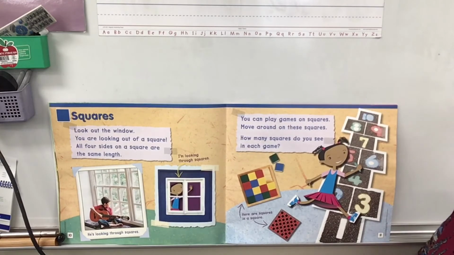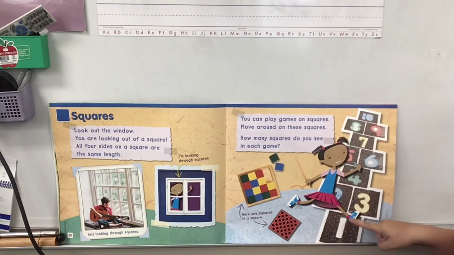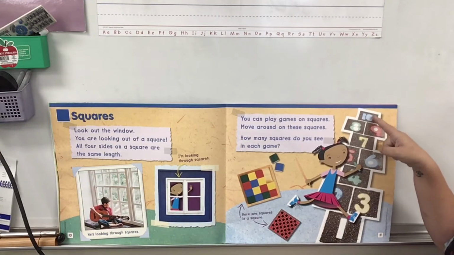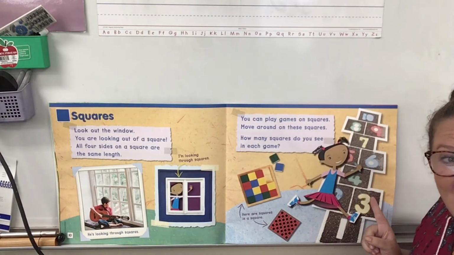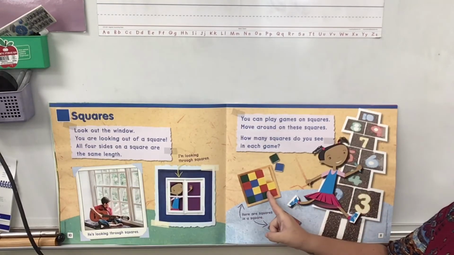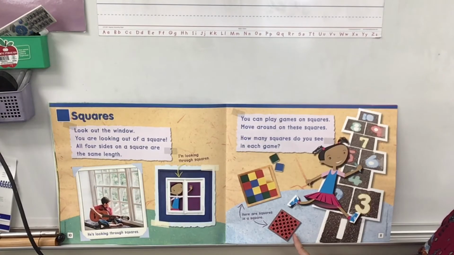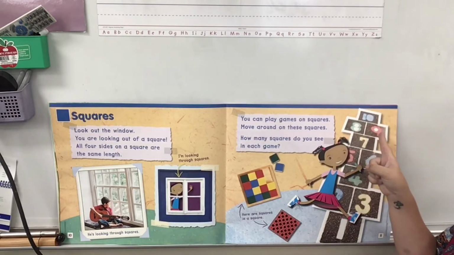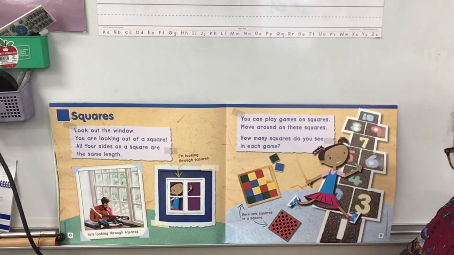You can even play games on squares. Move around these squares. This is a game called Hopscotch. I love playing Hopscotch. And there's even squares in these games down here. How many squares do you see in each game? It would take us a long time to count all these squares, but I know that I can see a lot of different squares in these pictures. If you want to pause the video and try to count the squares yourselves, you could do that.